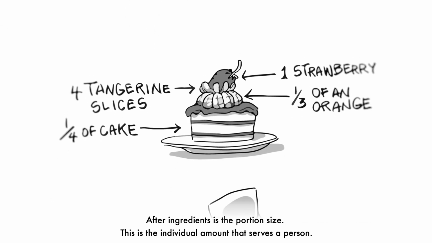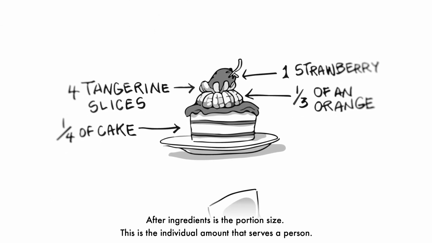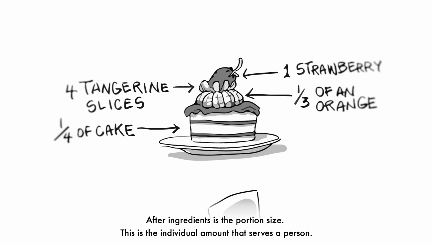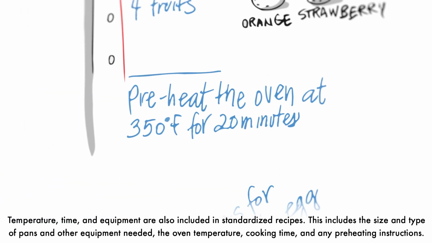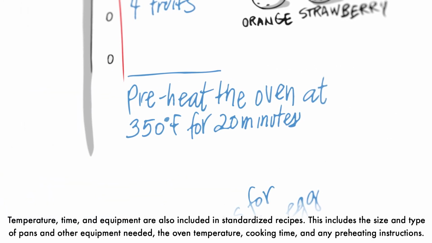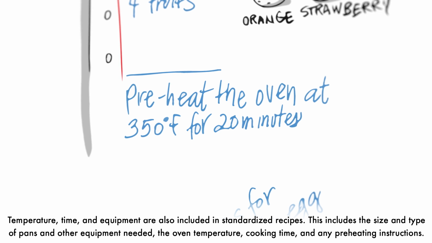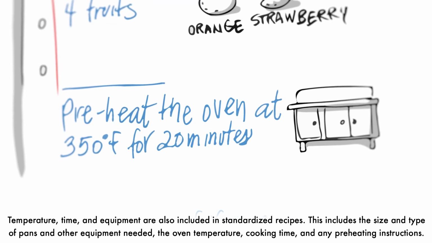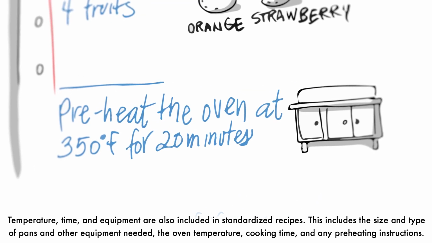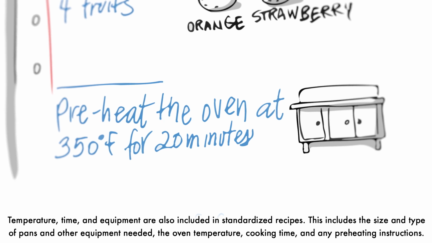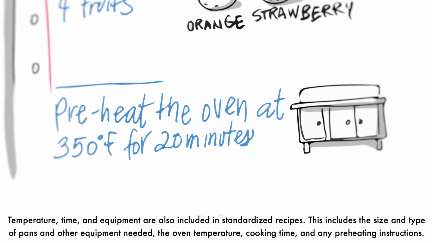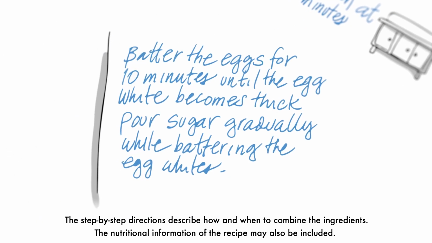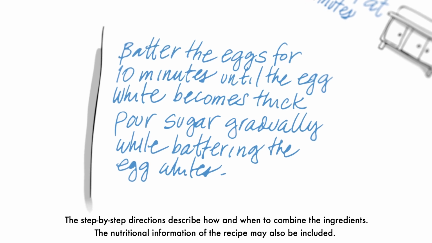After ingredients is the portion size. This is the individual amount that serves a person. Temperature, time, and equipment are also included in standardized recipes. This includes the size and type of pans and other equipment needed, the oven temperature, cooking time, and any preheating instructions. The step-by-step directions describe how and when to combine the ingredients.